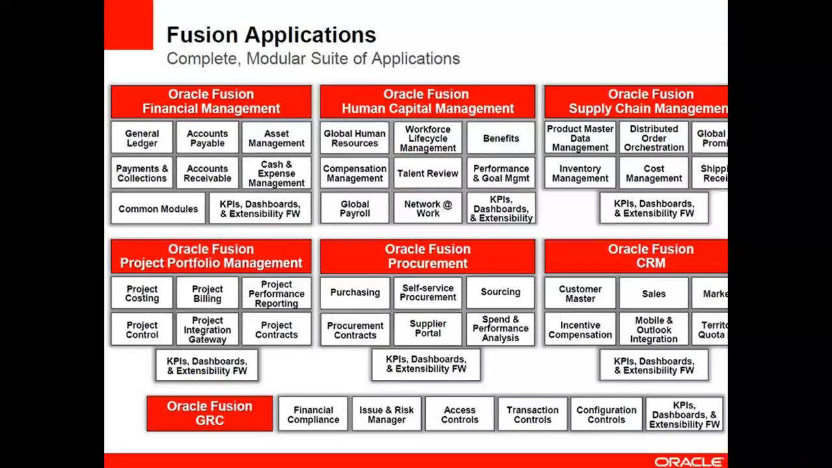We have financials, we have HCM: Oracle Fusion Financial Management, Oracle Fusion Human Capital Management, Oracle Fusion Supply Chain Management, Oracle Fusion Project Portfolio Management. We call it PPM. In Oracle applications, we call it project accounting. Here we call it project portfolio management. Oracle Fusion Procurement, Oracle Fusion CRM, Oracle Fusion GRC. These are the main offerings we have in Fusion applications. More than 100 modules we have in Fusion applications.